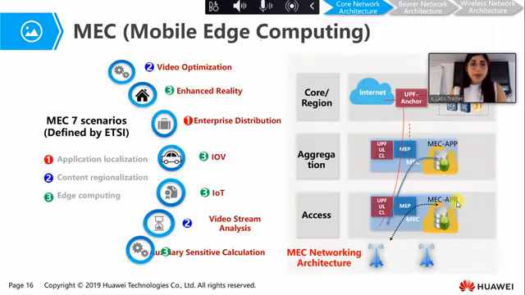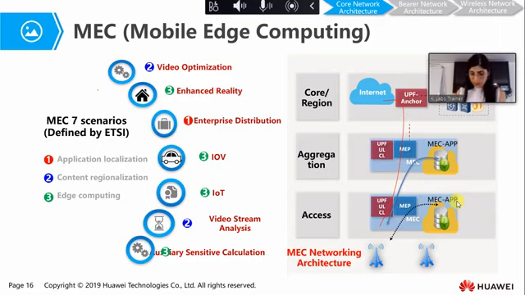So actually, ETSI defined 7 MEC scenarios, which are divided into 3 categories. We have application localization, content regionalization, and edge computing. So based on the type of service that we have, our user plane function, our computing, and our storage are closer or not with respect to the access network.